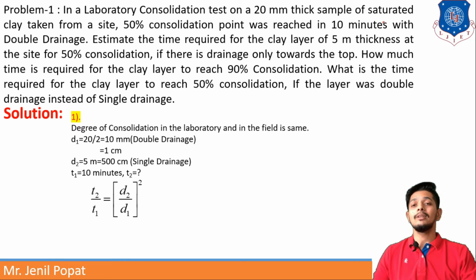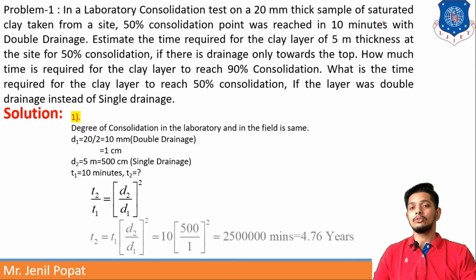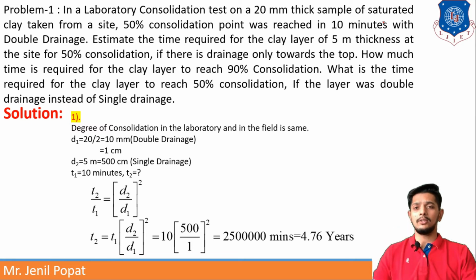So let us find T2 by T1 is equal to D2 by D1 whole square, from theory. Now we have the values of T1, D2 and D1, so we can find T2. The value of T2 comes out as 4.76 years. This is the first case, the first partial solution.